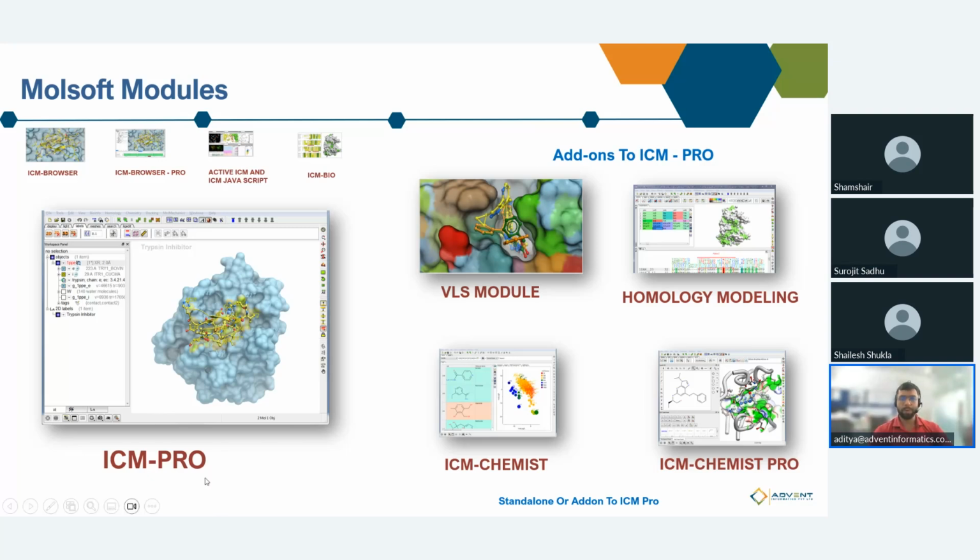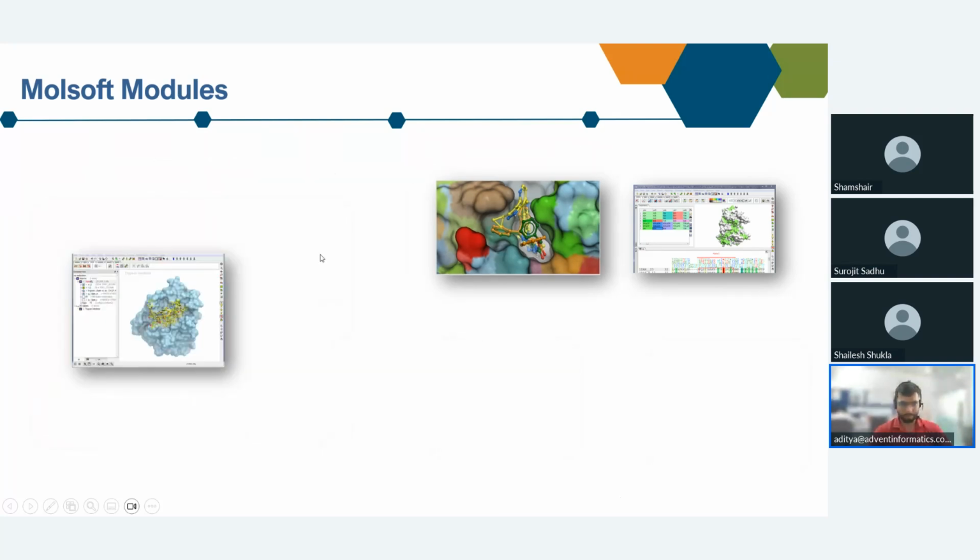With ICM Pro, you can have add-ons which are available. Firstly, we have the VLS module, we have the homology module, we have ICM Chemist and ICM Chemist Pro modules as well. If someone is using the VLS module, they have all the features in the ICM Chemist and ICM Chemist Pro add-ons as well. We do have some web-based solutions as well, ICM Browser Pro, Active ICM. Most of them are free to use when you talk about web-based solutions.